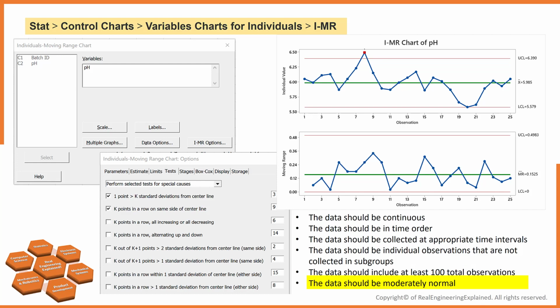The data should be moderately normal. If the data are very skewed, you could try a transformation to see if that corrects the non-normal condition. If your process naturally produces non-normal data and the transformation is effective, you can use the chart of transformed data to assess the stability of your process.